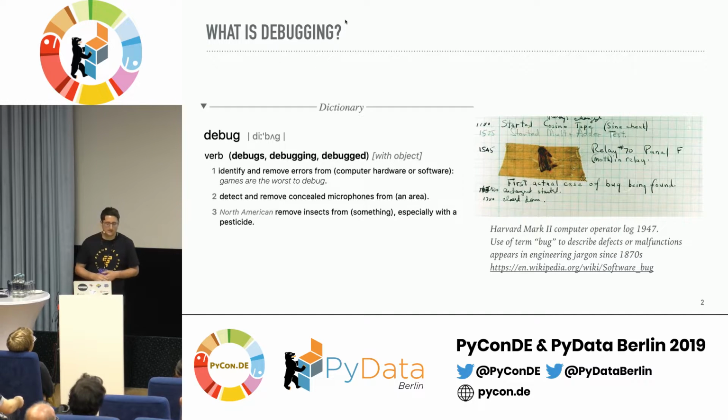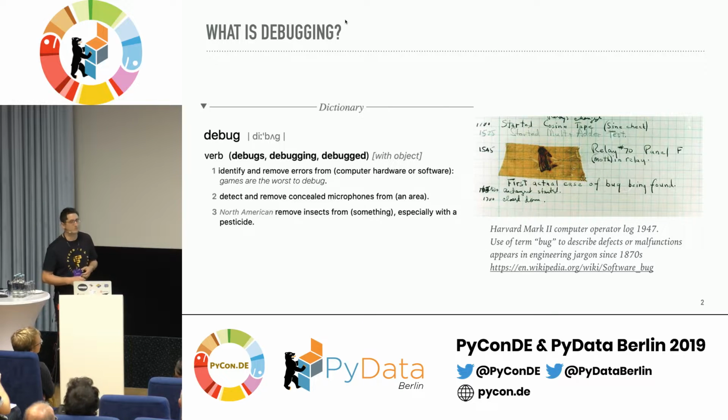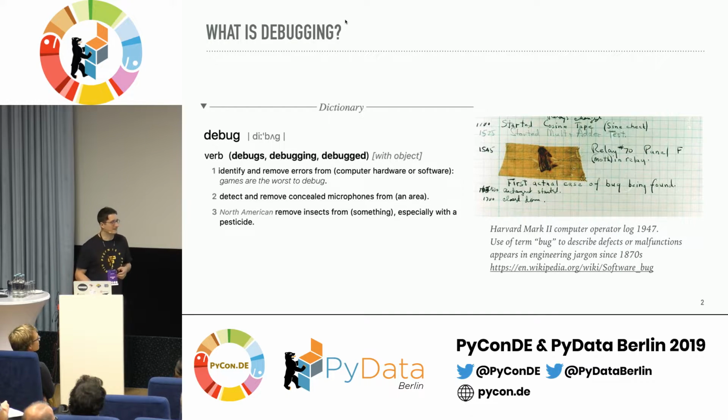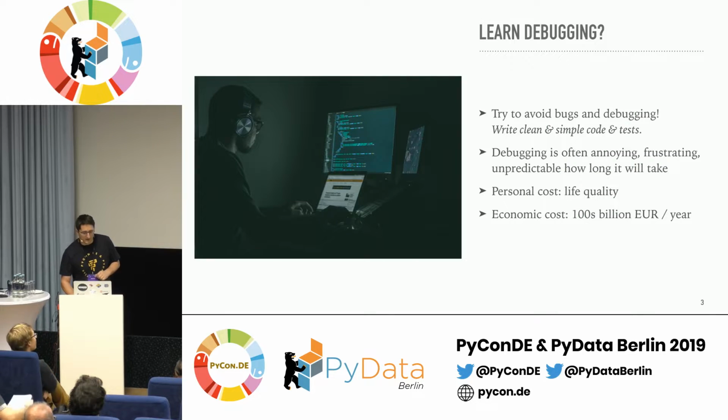So what is debugging? The definition is pretty straightforward. It means to identify and remove errors from your programs. And sometimes the story is told that this weird word, debugging and bug, came from a bug that was caught in a computer in 1947. But actually, according to Wikipedia, the word bug and debugging had been used already before that. But that's what it means.